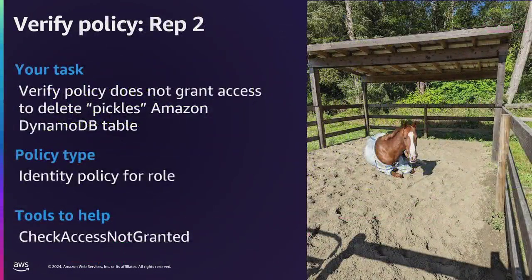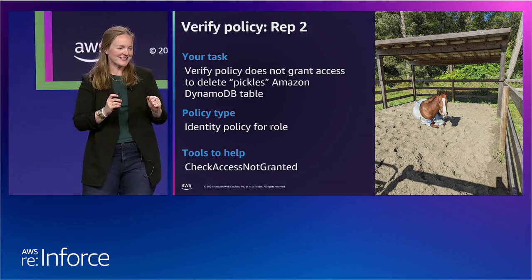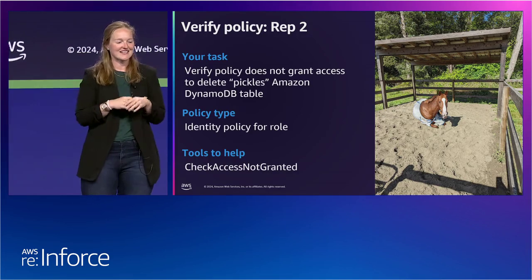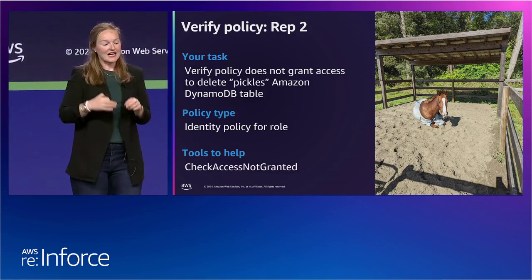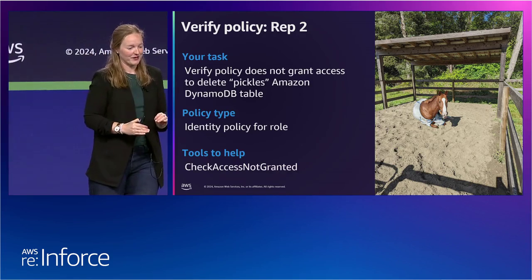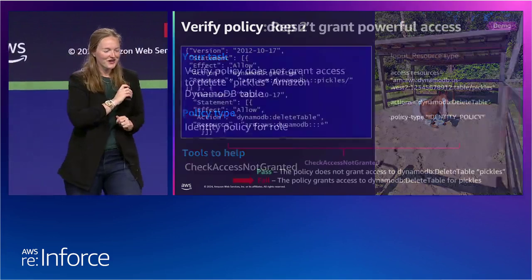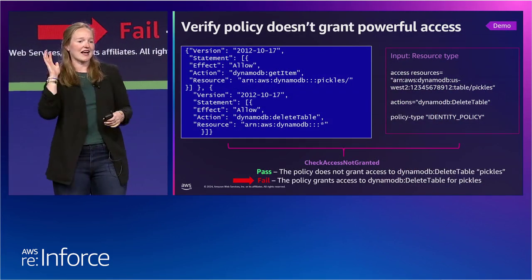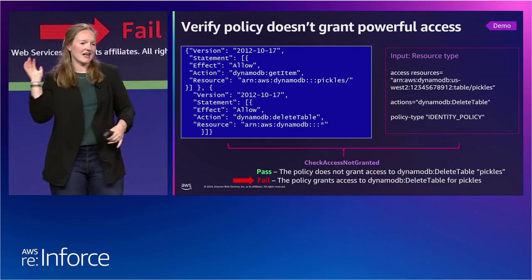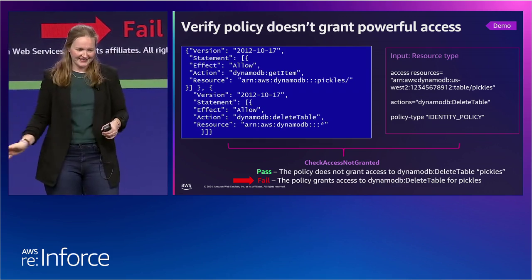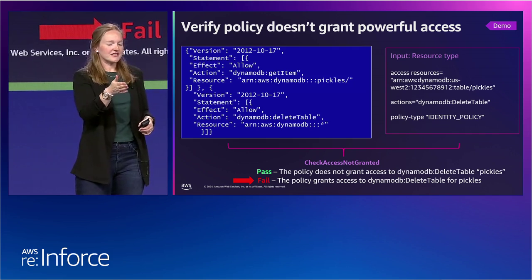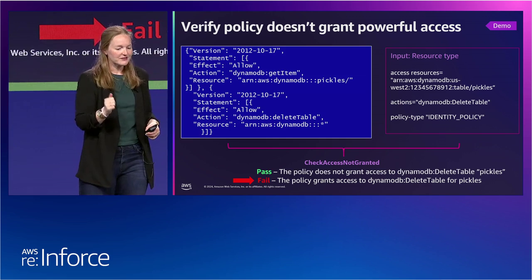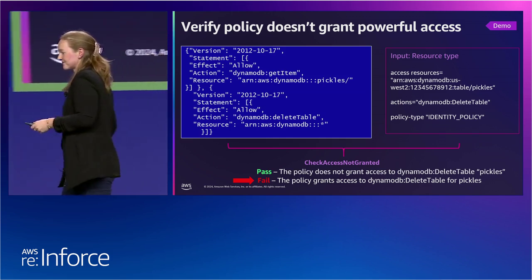Then your next rep, remember we're doing policy reps, is to verify that the policy does not grant access to delete the pickles DynamoDB table, because nobody wants to delete pickles. Okay, so once again, you have a policy. This policy can be long. It can grant access to S3 and IAM and SQS and name any of your favorite services. And all you're going to do as an input is tell it what you care about. You care about the actions. You care about this resource. Let's see what it gives us.